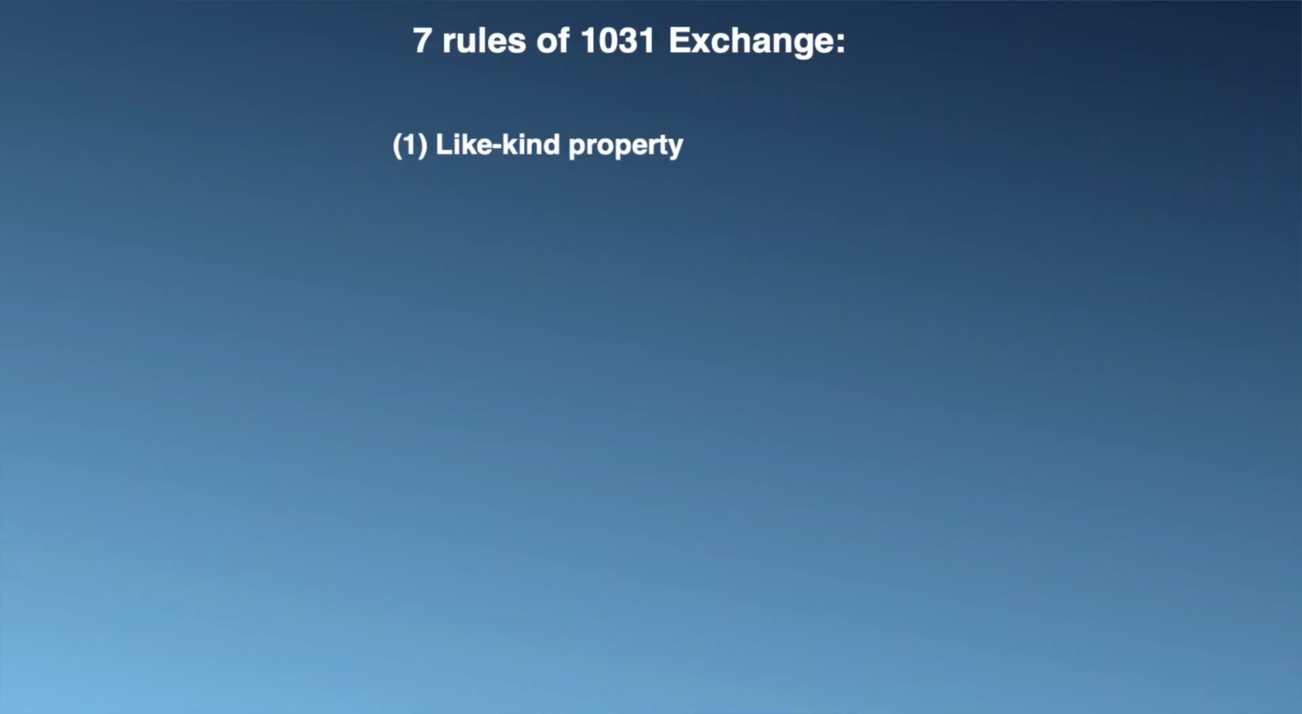So there's 7 rules that you have to abide by in order to do a 1031 exchange correctly, okay? So the first one is like-kind property. Now what that means is that whatever you buy has to be an investment property, right? Now it doesn't have to be identical.